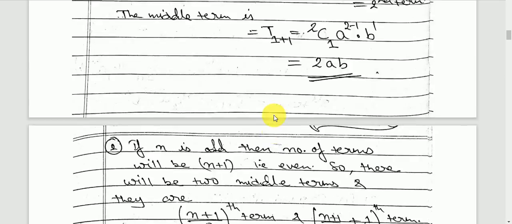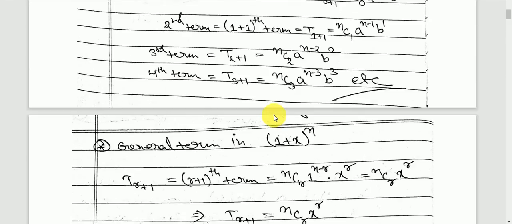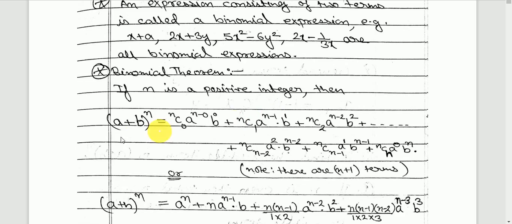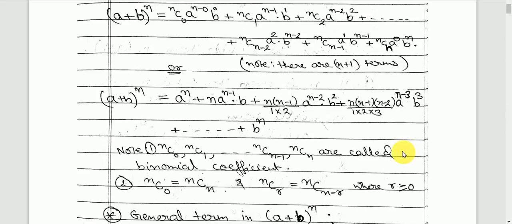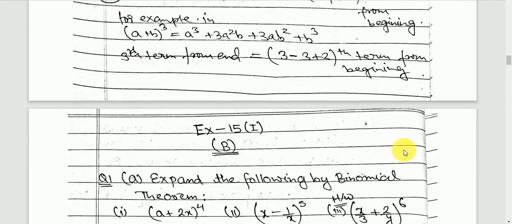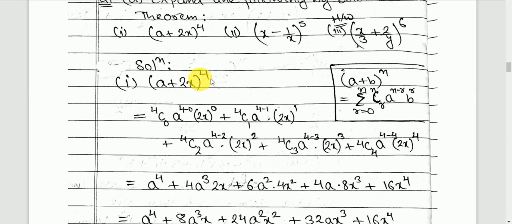And this is your binomial theorem. In the previous lecture we had seen that if you have a plus b to the whole power n, then you have to write nC0 into a to the power n minus 0 into b to the power 0 and so on, till nCn a to the power 0 into b to the power n. So here we have to use that theorem for this. So here in place of n we have 4.